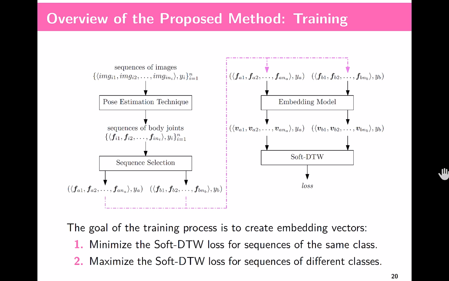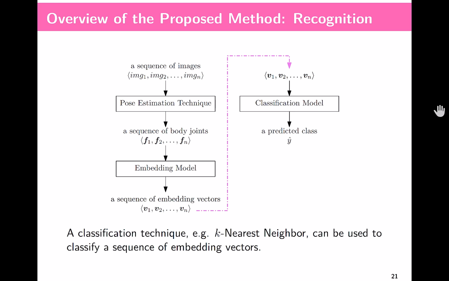The distance between these two pairs is calculated using Soft-DTW to get the loss. The goal of the training process is to create embedding vectors such that, number one, minimize the Soft-DTW loss for sequences of the same class, and number two, maximize the Soft-DTW loss of sequences of different classes. Once the training process is done and we get the model that performs the best, we will use it in the recognition. The overview of the proposed method for recognition is as follows.